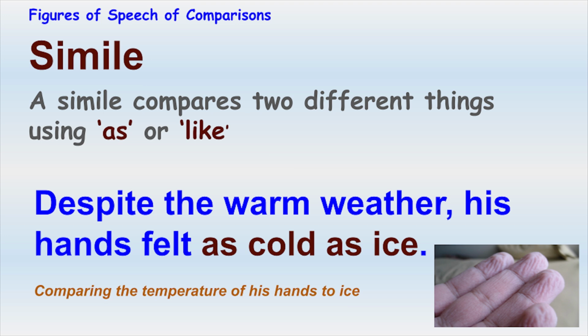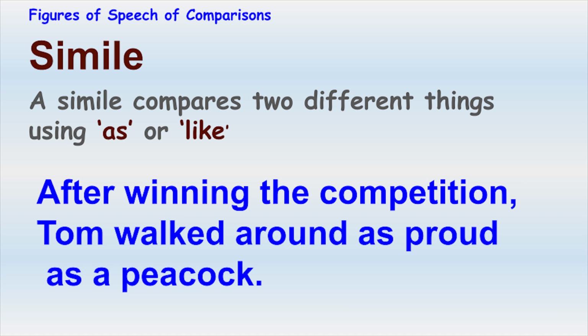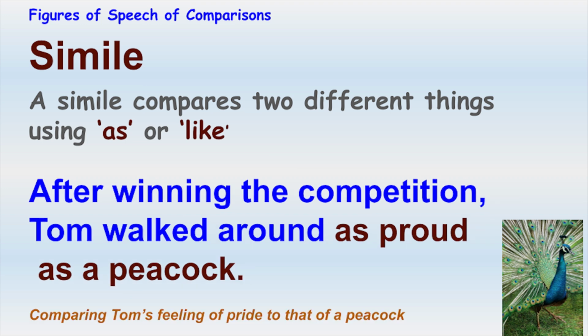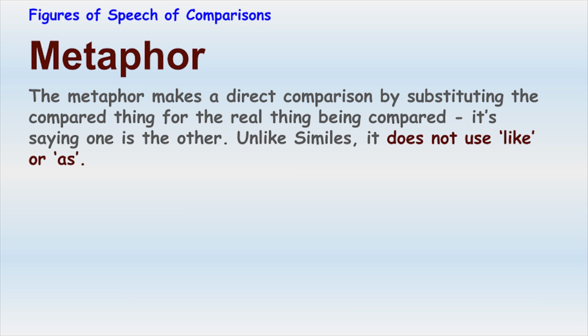And our last example is: after winning the competition, Tom walked around as proud as a peacock. The figure of speech in this sentence is as proud as a peacock. As peacocks are known for their proud behavior, it conveys Tom's feeling of pride and self-satisfaction. Our next figure of speech is the metaphor. The metaphor makes a direct comparison by substituting the compared thing for the real thing being compared.